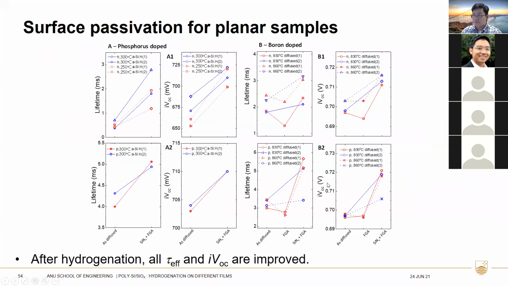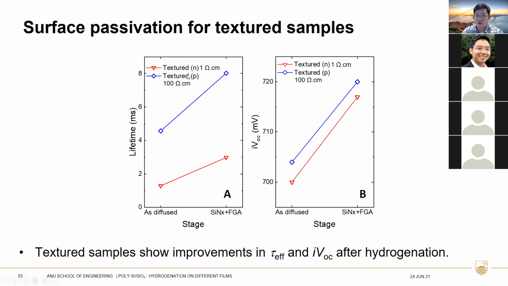characterization techniques. So here, after the hydrogenation, we can see that either for phosphorus doped samples or boron doped samples, at different deposition conditions for the amorphous silicon films, and even different diffusion temperatures and substrate types, the tau effective and iVoc are improved. It's also improved for the textured samples with different substrate resistivity.